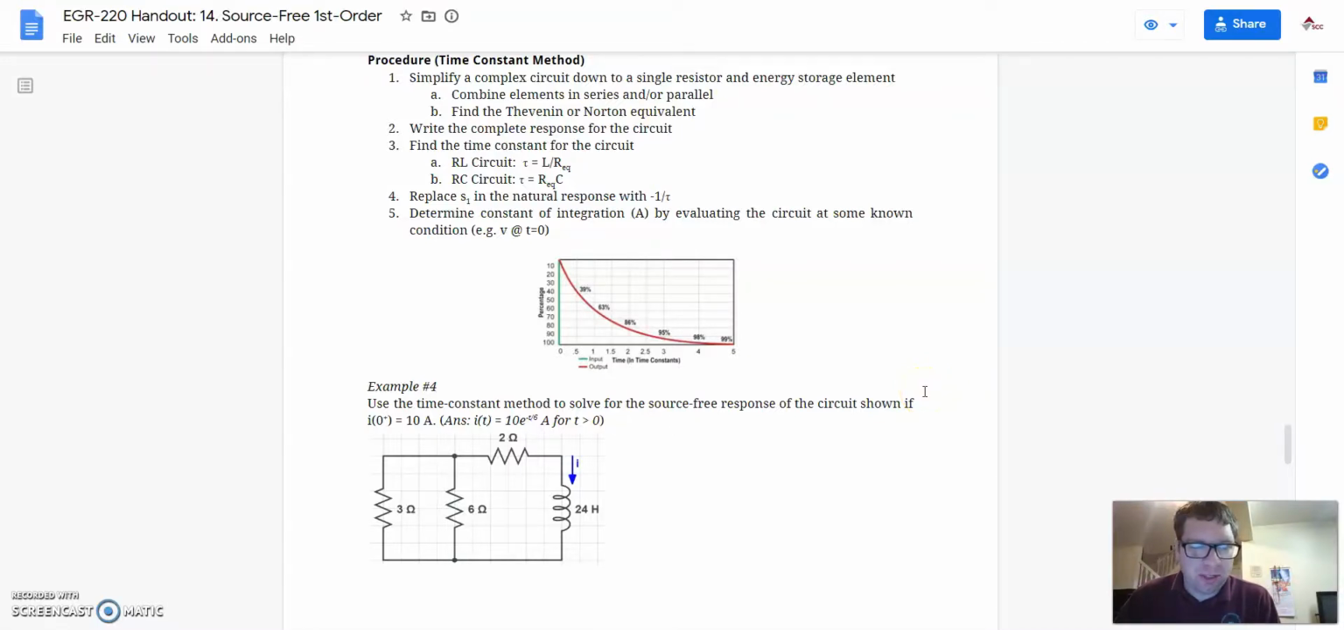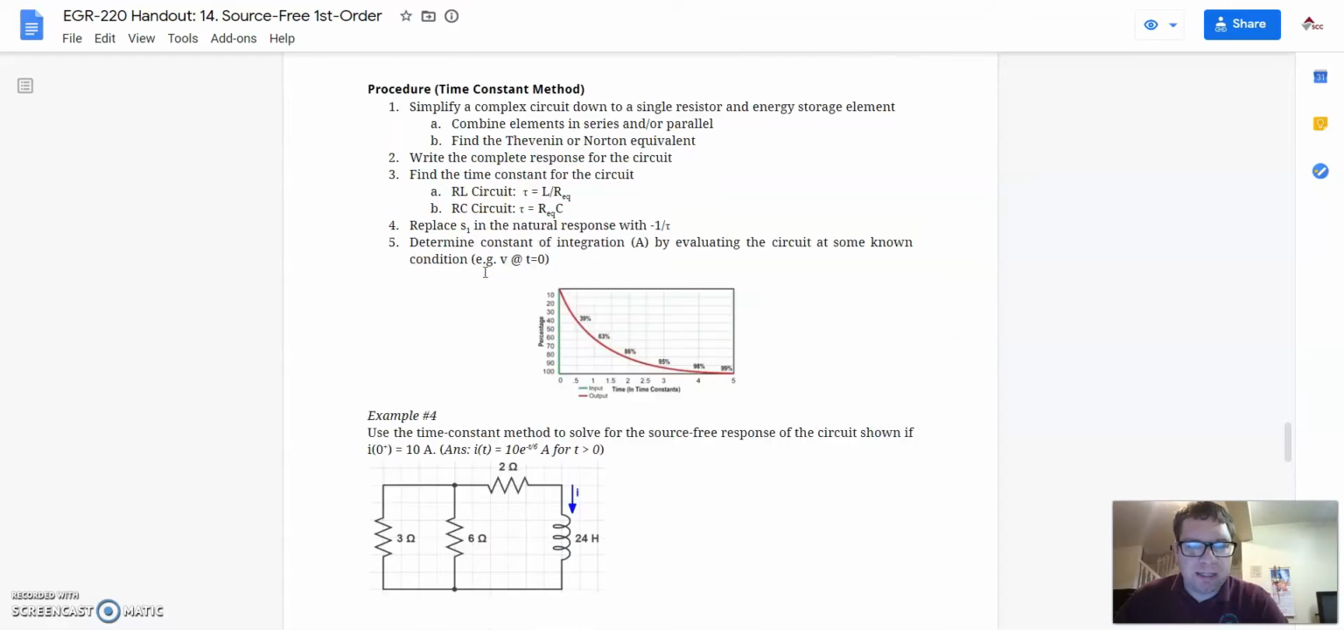In this video we'll be going over example 4, which is the last example in this handout. In this example we're going to again solve for the natural response of a circuit, but we're going to use a different method this time. That method is going to be to find the decay rate, which we've been calling the root.